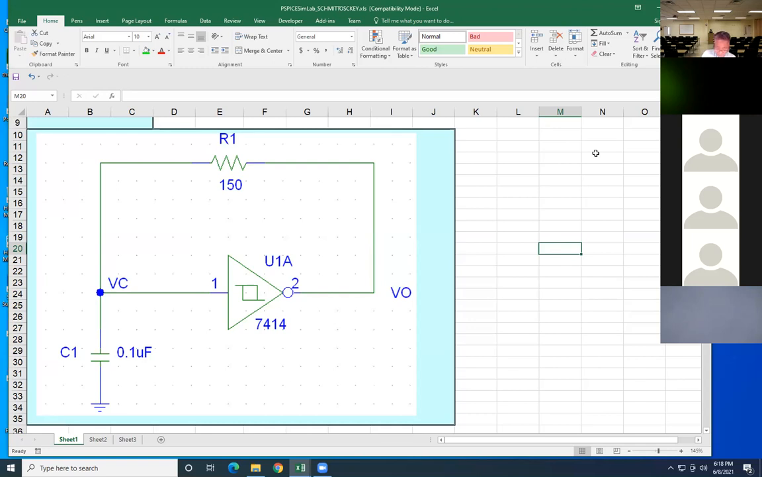Are we using the same voltage? Sorry? Yeah, the same voltage. The same one, the 1.67 and 2.75. Okay, thank you.